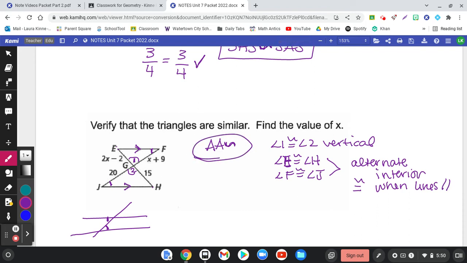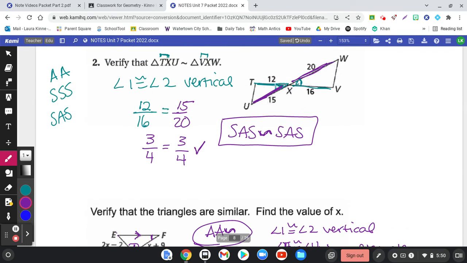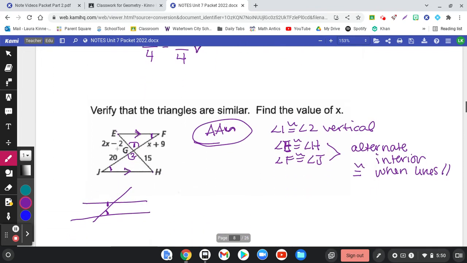Now, if we want to find x, we want to set up our proportion. It's going to be very similar to what we did here. Remember, 12 matched 16? Same thing here. 2x minus 2 is going to match 15.